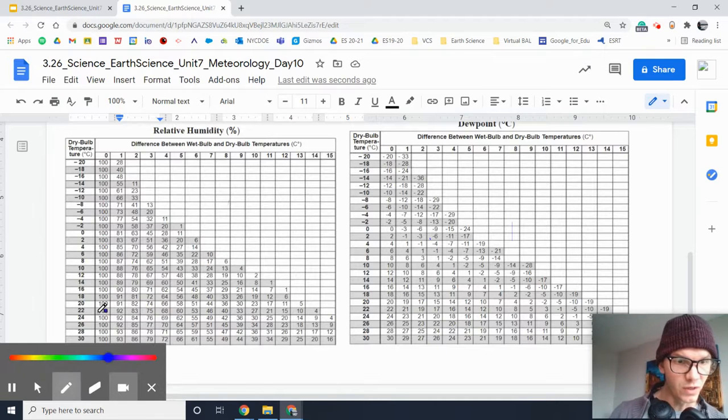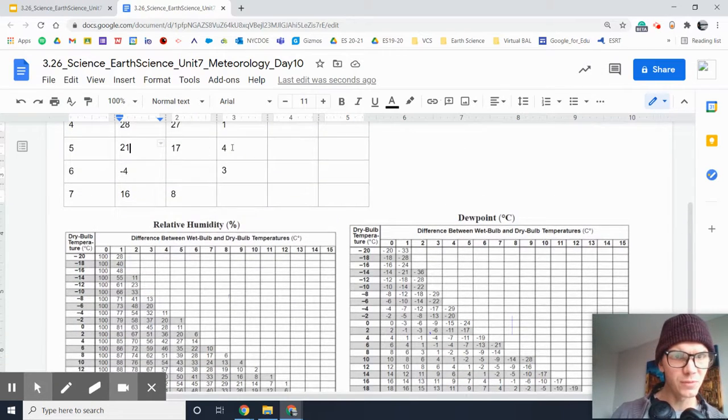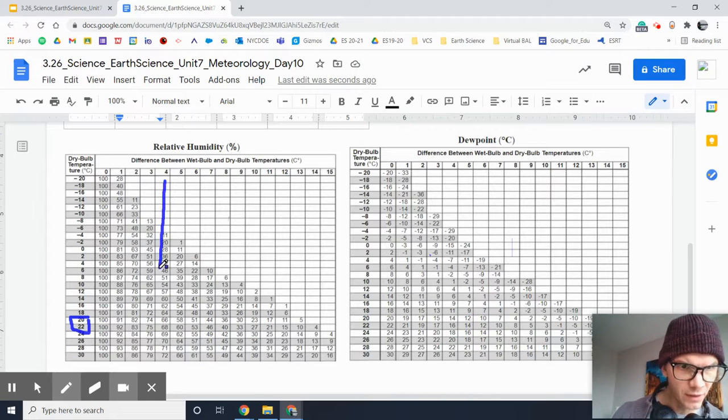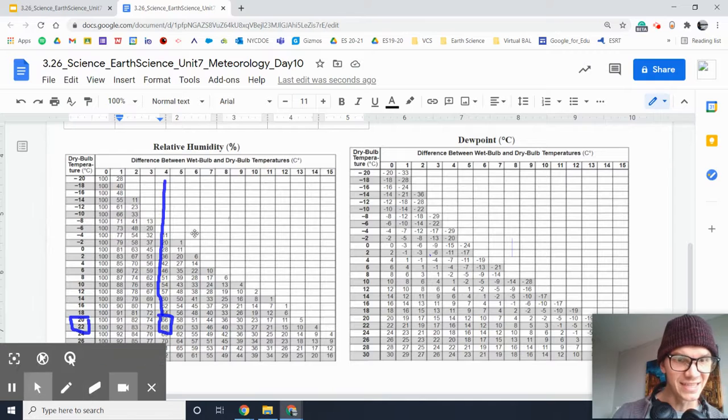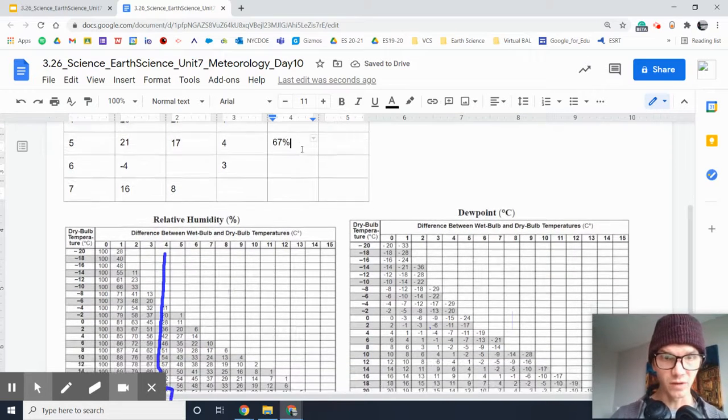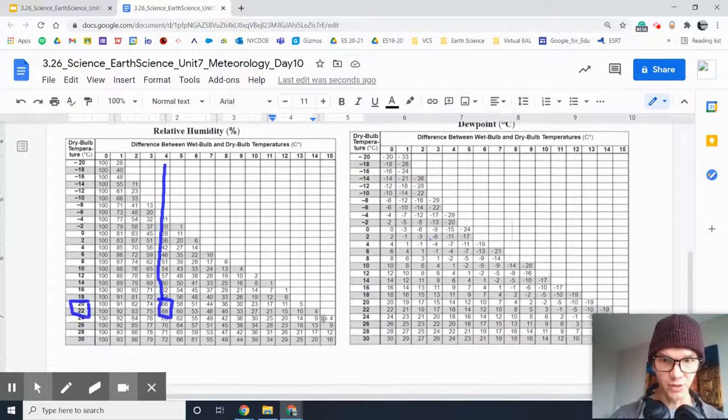So I know that 21 degrees is going to be in between 20 and 22. What was my difference in dry bulb temperature? Again, it was 4. Just wanted to double check. So I'm going to drop down here. That white and the gray, it's in between 66 and 68. So the relative humidity would be 67%. Let me put that up in my data table. 67%, meaning it's holding 67% of the total amount of water it can hold at that temperature.